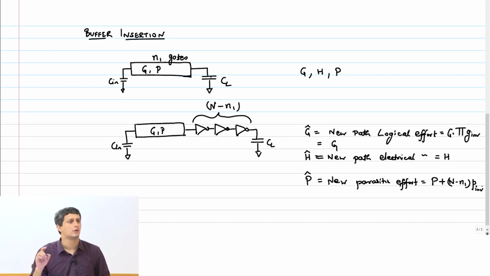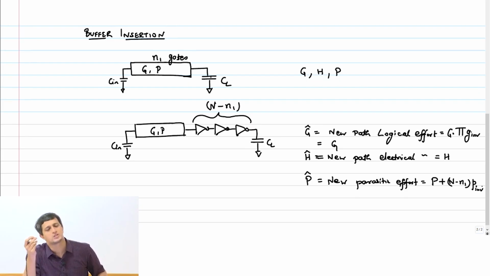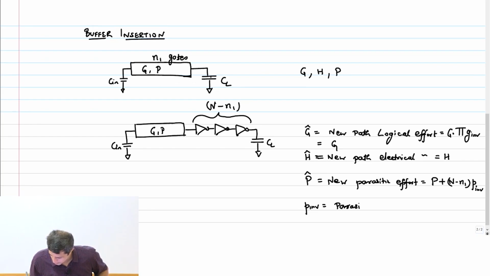I am going to call the parasitic effort of the inverter as P in. Okay, it's actually 1, but I'm just giving it another variable because there are other inverters that I can construct which have parasitic effort less than 1. Okay, so we'll do that later. P in is the parasitic effort of the inverter, which is equal to 1.